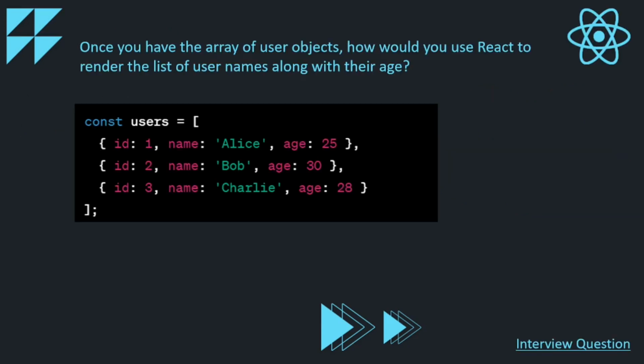So moving on, the interview question is: once you have the array of user objects, how would you use React to render the list of users' names along with their age? For example, we have this users object which has data about a particular user. The data for a user is ID, name and the age of the user. Now what we have to display in the list is the name of the user along with their age. So how can we do that? Let us look at that.